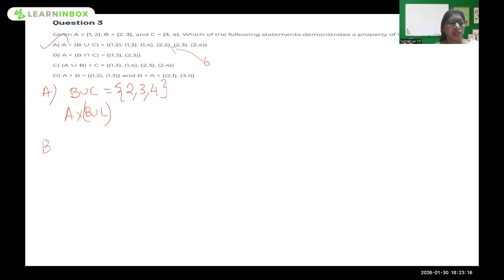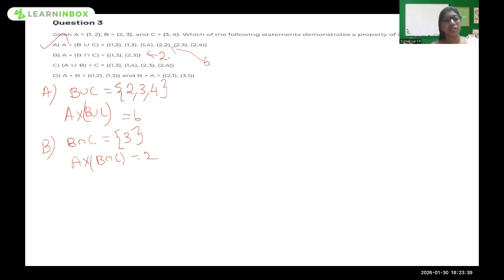Let's check the rest also. For B, B intersection C is the first thing we have to do. It is 3. Then for A cross (B intersection C), we will be getting just 2 elements, which is what they have given also.